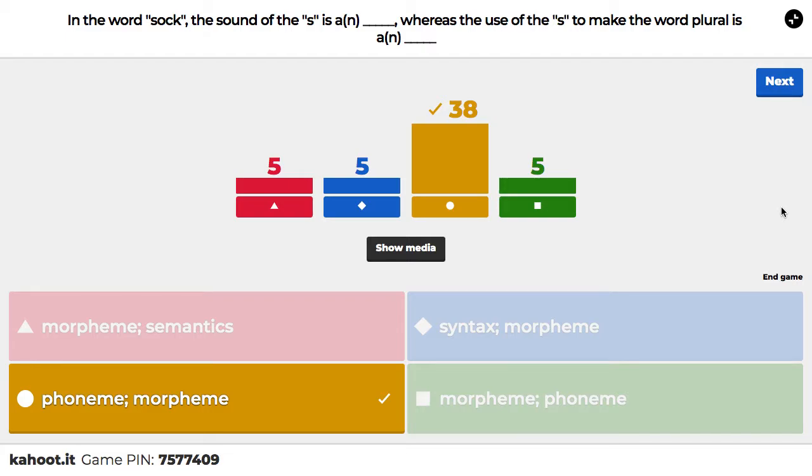So here, the S is the phoneme, and then if I add the S to the end, why is it a morpheme? Yeah, because it adds that meaning of making it plural.